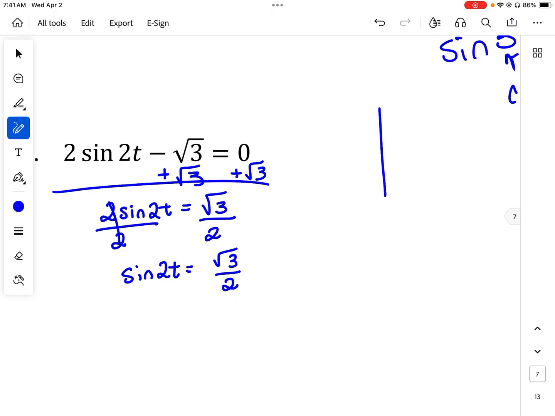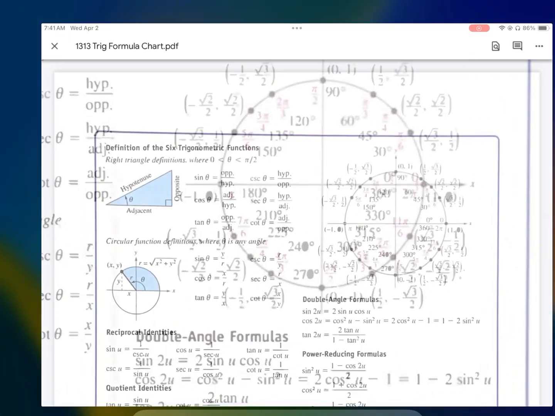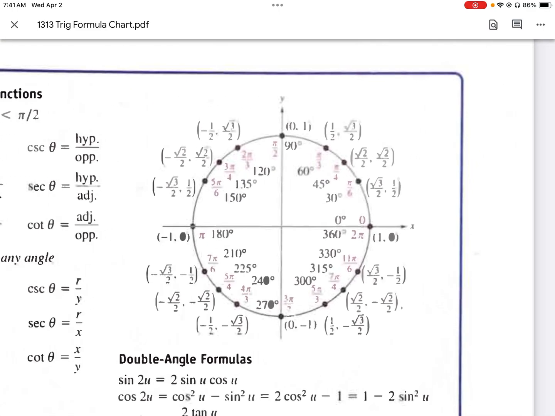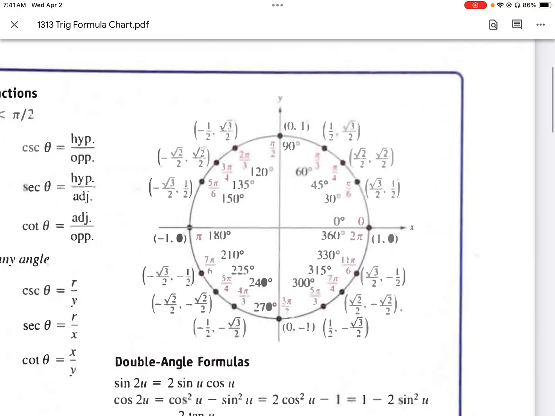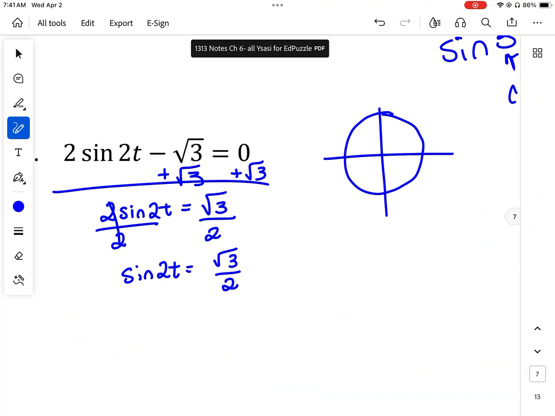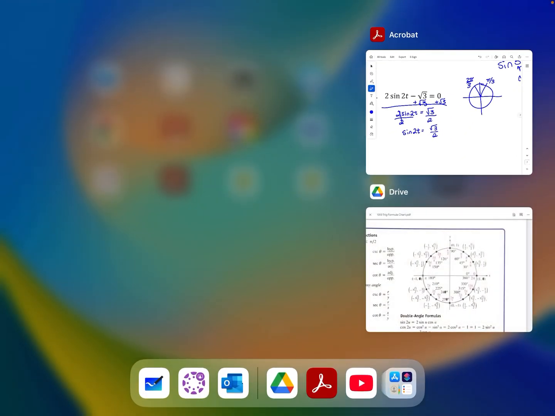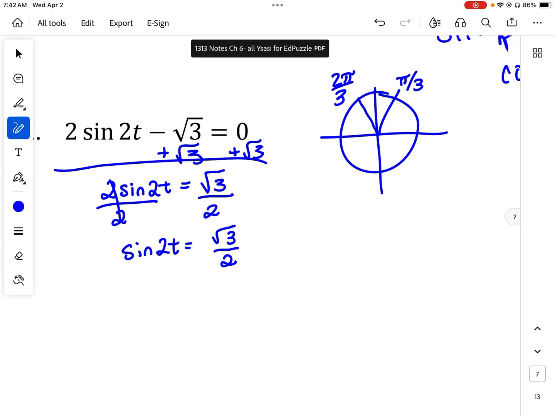Okay, so we are looking where sine is square root of 3 over 2. So we got to look at our unit circle. And we're looking for square root of 3 over 2. So remember, sine is y. So where's the y value square root of 3 over 2? So it looks like it's at pi over 3 and at 2 pi over 3. So it's right here at pi over 3. And right here. Oh, I don't like that. Doesn't look right. It should be more upward. 2 pi over 3. All right. Let's double check. Yes.